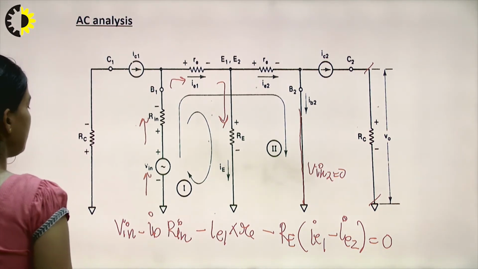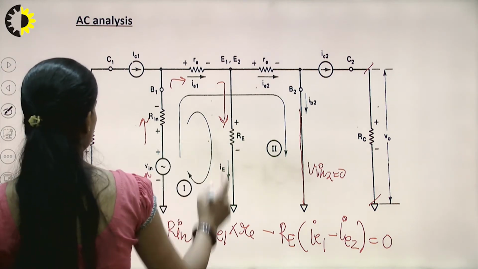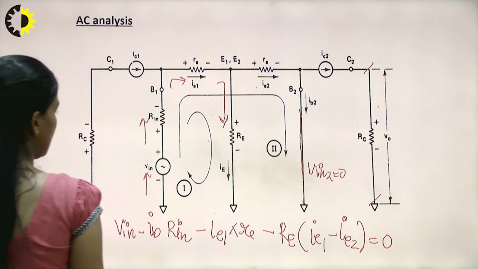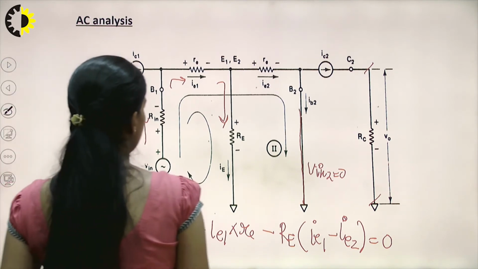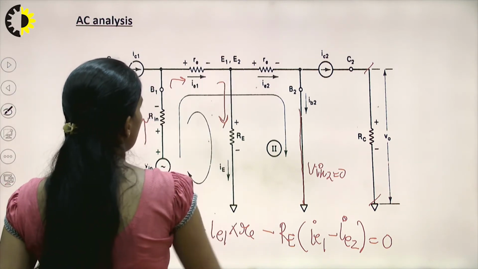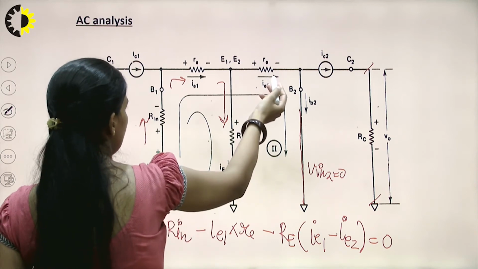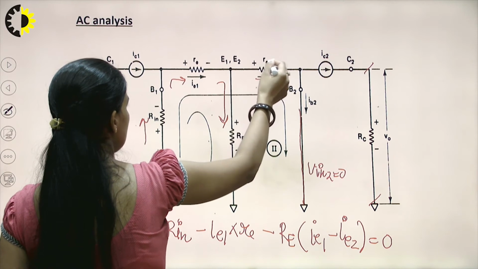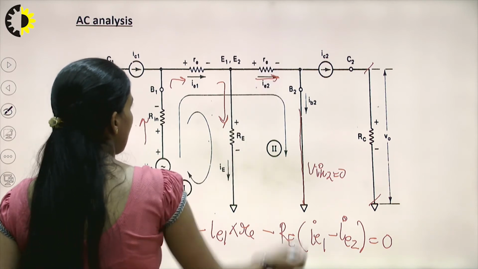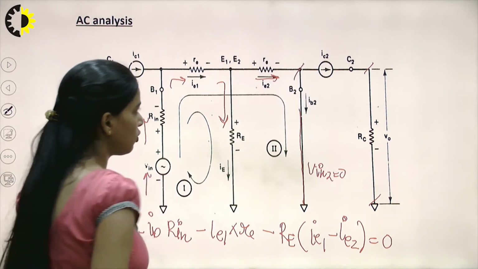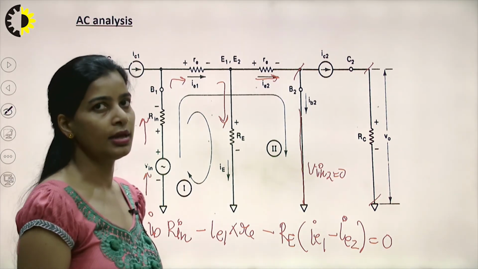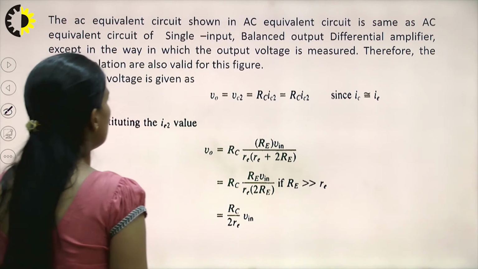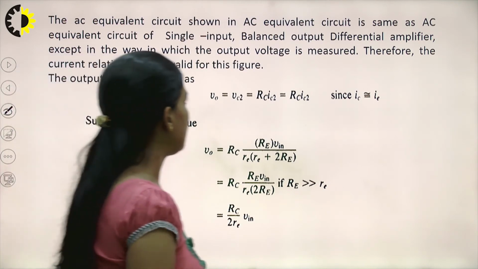The second KVL equation we can write in loop 2, that is Vin minus Rin multiplied by IB, minus IE1 multiplied by RE, then we have the current flowing through resistance RE multiplied by RE, and that will be equal to 0 because here we do not have anything in this branch. So all that we can simplify.